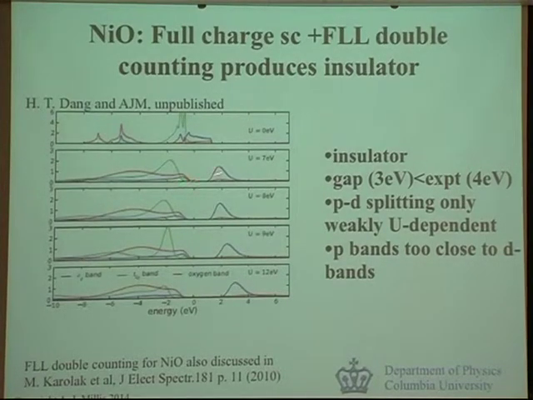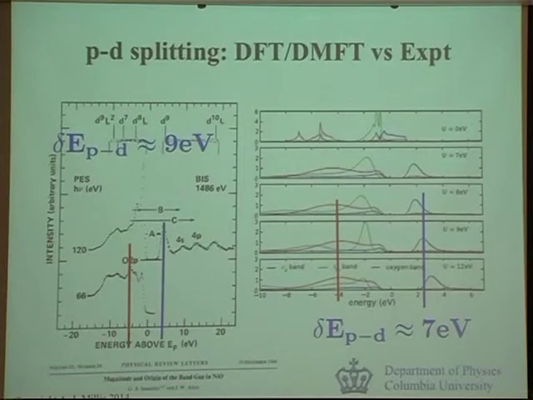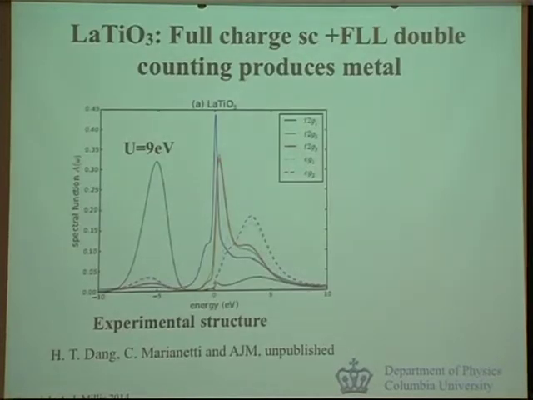The P levels are a little bit too close to the D levels, and the insulating gap is a little smaller than is observed. You can see that here. This is just a comparison to data. You can do the same thing for lanthanum titanate, also known to be an insulator, or yttrium titanate.